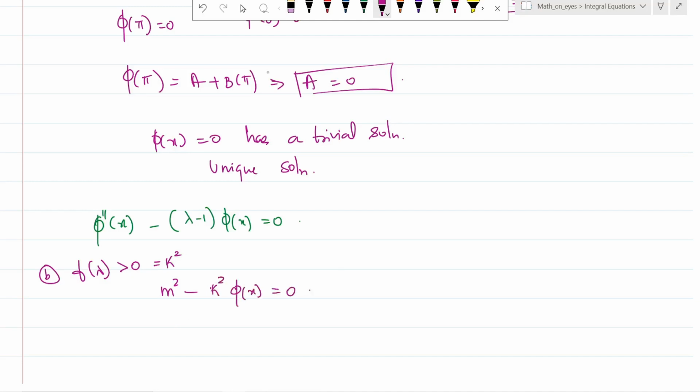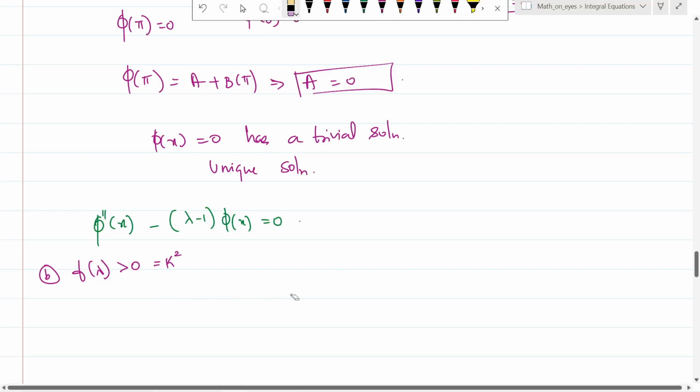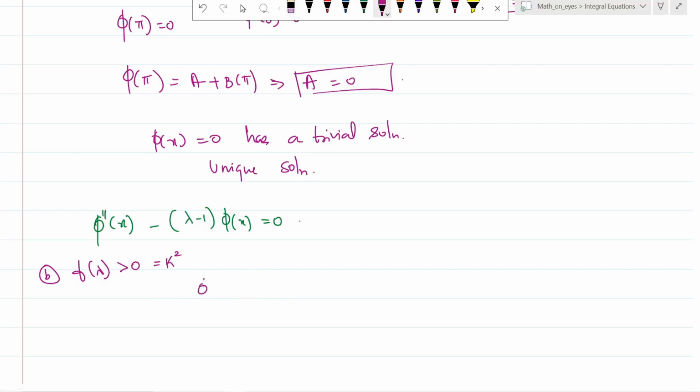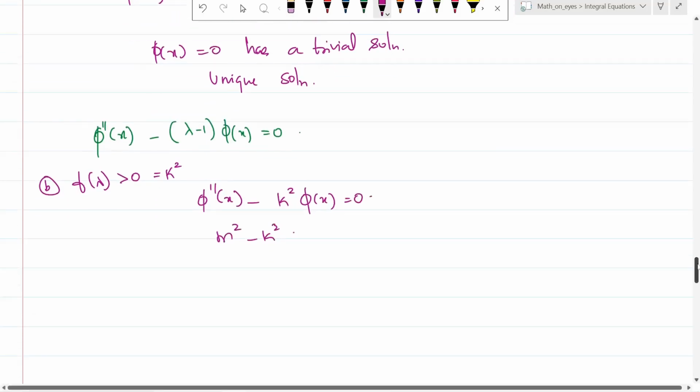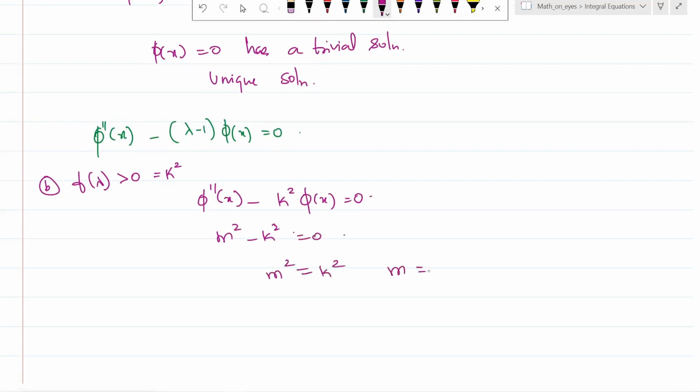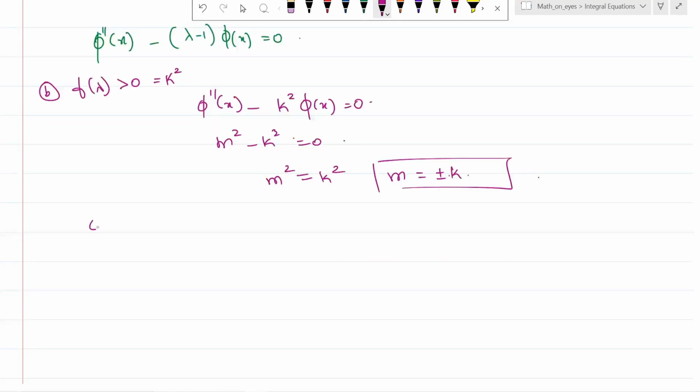So we get phi double dash of x minus k squared into phi of x is equal to 0. So we get m squared minus k squared is equal to 0. M squared is equal to k squared. M is equal to plus or minus k. Hence we get the solution phi of x is equal to a e to the power kx plus b e to the power minus kx.